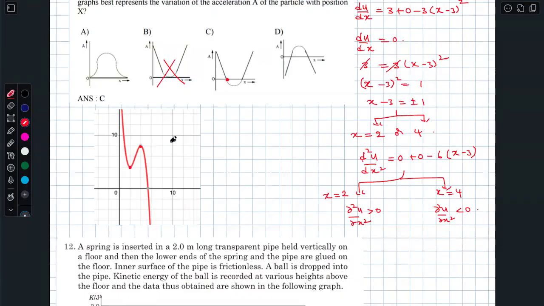So therefore, to the left of this, what should be the force? Positive. To the right, to the left of this, what is the nature of the force? Positive. To the right of this, what is the nature of the force? Negative. To the left of this, acceleration is positive. To the right of this, acceleration is negative.